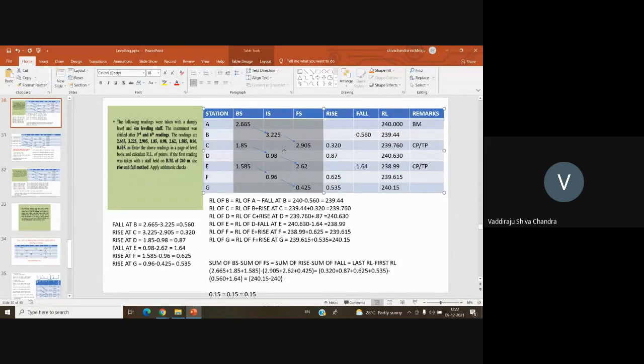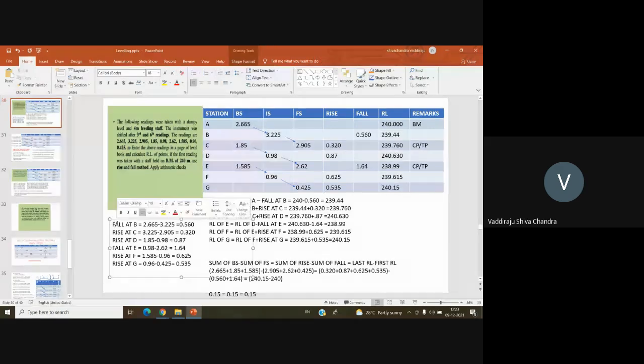So the difference between A and B, as the staff reading is increasing from A to B, it is going to indicate a fall. The ground surface is decreasing. So fall at B is equal to 2.665 minus 3.225 is equal to 0.560. I need to mention that 0.560 in the fall column.